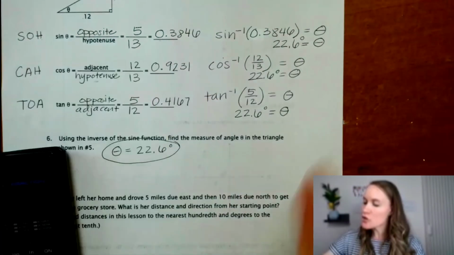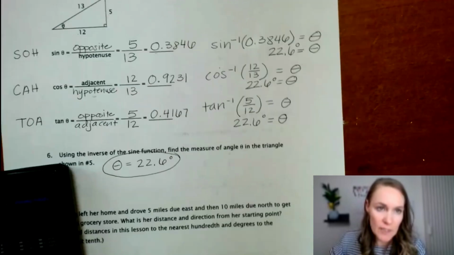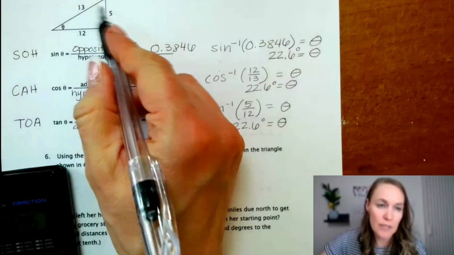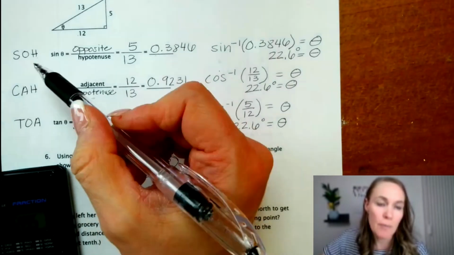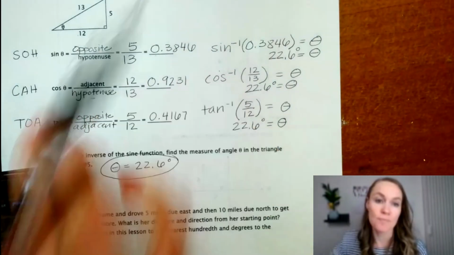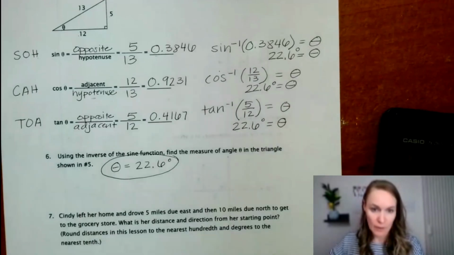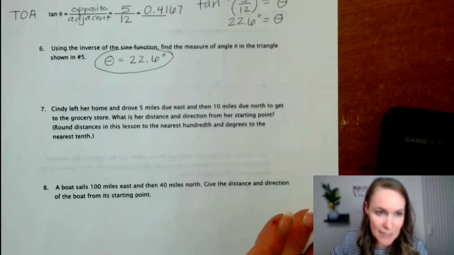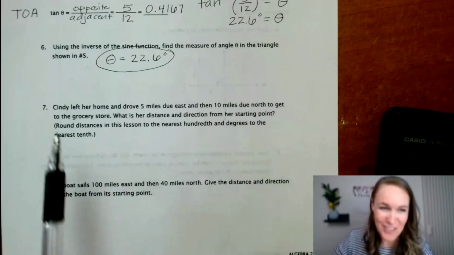So this just tells us that sometimes when we're solving these problems, we'll have two values and not the other. So we have to remember which trigonometric function we can use. Okay, but that gives you some practice. Okay, so now we're going to do a word problem kind of on our own.